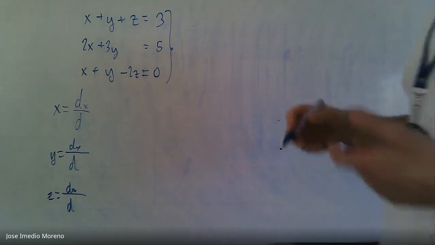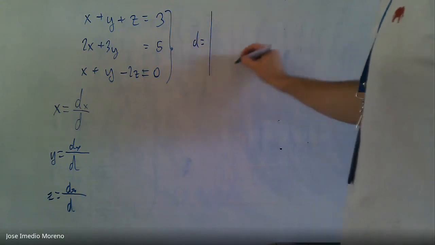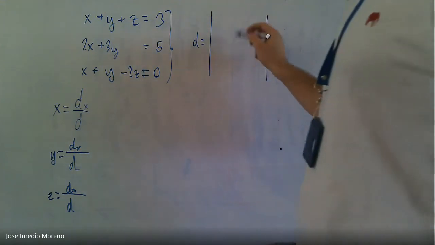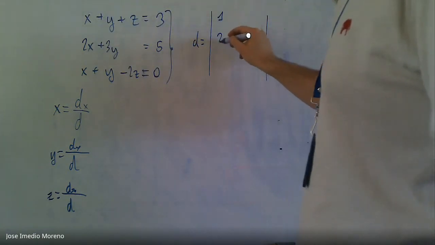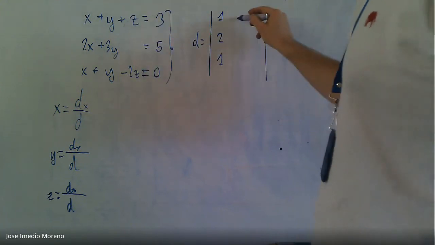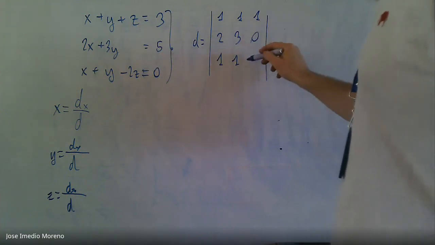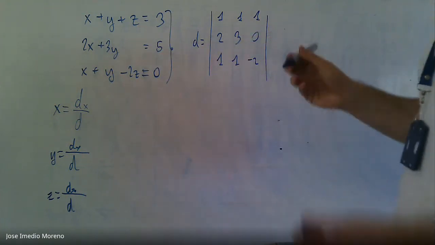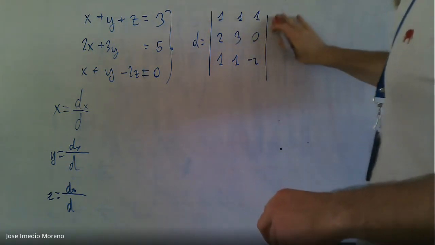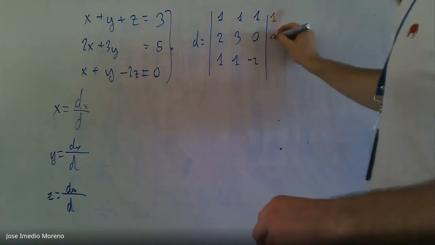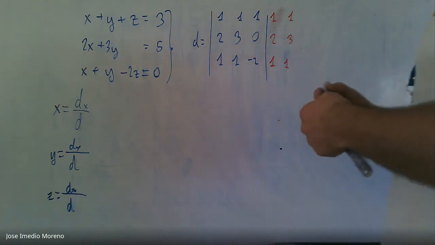Then let's start by computing the value of the determinant D. As you know, this is composed of these 9 coefficients: 1, 2, 1, 1, 3, 1, and 1, 0, minus 2. The first thing we need to do here is copy the first two columns, 1, 2, 1, 1, 3, 1, and then we start computing.